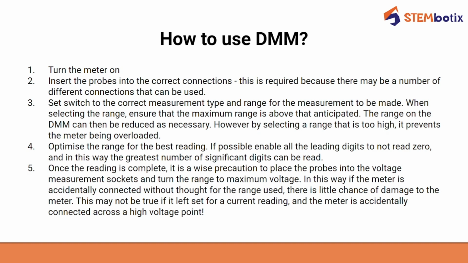So if you are not getting an output, then you can vary the range selection. It is basically a trial and error method. However, selecting a range that is too high prevents the meter from being overloaded. So if you select a range that is too high, it protects the meter from being overloaded.